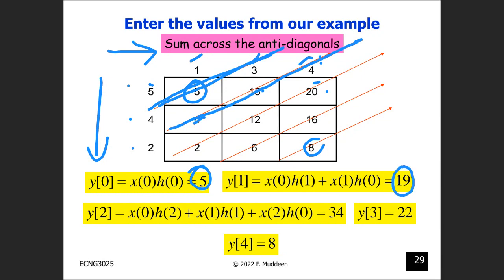Here is 2 plus 12 plus 20, which is 34. 16 plus 6, which is 22, and 8. Right? So here are my 5 answers right there. Yeah? Simple? Yeah? Good. Right? Which is as simple as that, right?